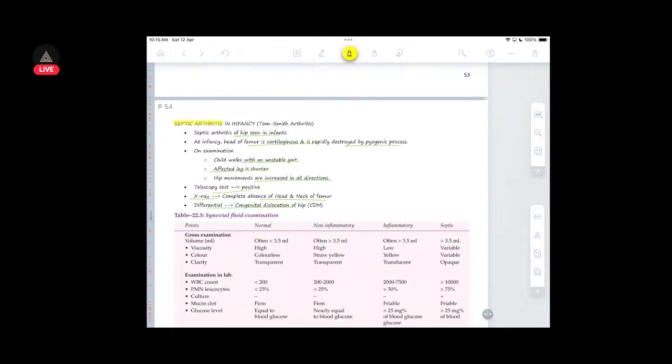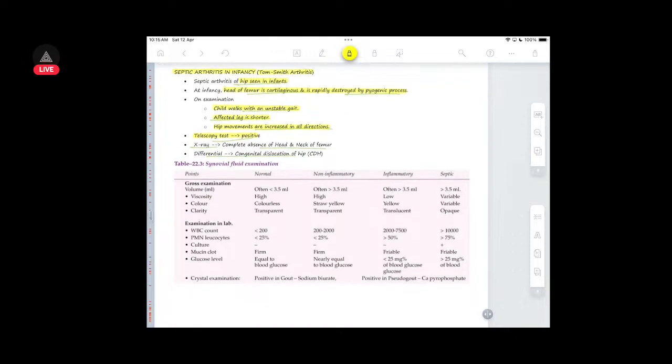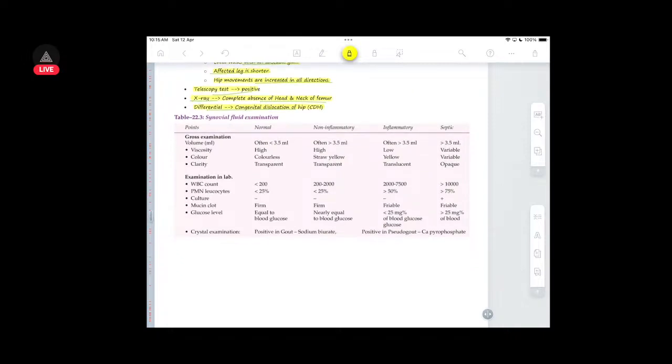Then septic arthritis in infancy, which is Sahm-Smith arthritis of the hip, is seen in infants. In infancy the head of the femur is cartilaginous and is rapidly destroyed by the pyogenic process. On examination, the child walks with an unstable gait, the affected limb is shorter and hip movements are increased in all directions. Telescope test will be positive and X-ray will show complete absence of the head and neck of the femur. Differentially, it could be a congenital dislocation of the hip.